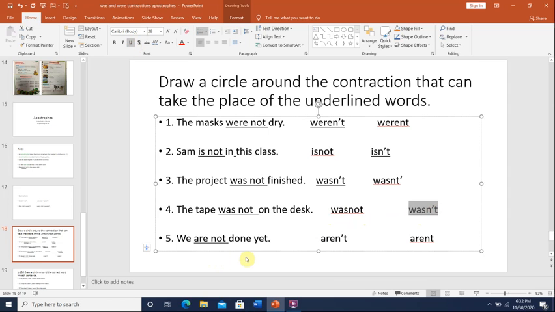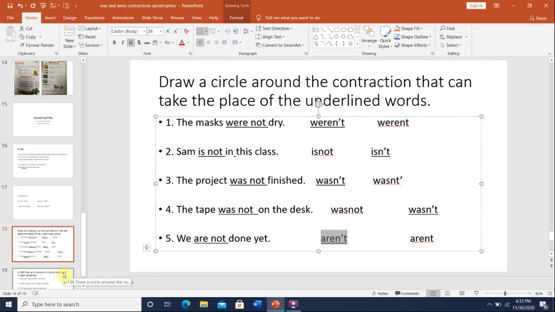We are not done yet. That means we're not finished. Okay, which one is the correct contraction? The first or the second? Of course, the first, because it has an apostrophe.